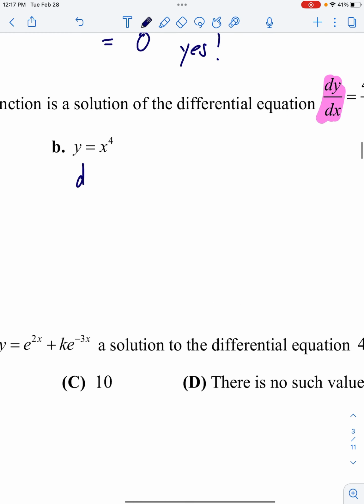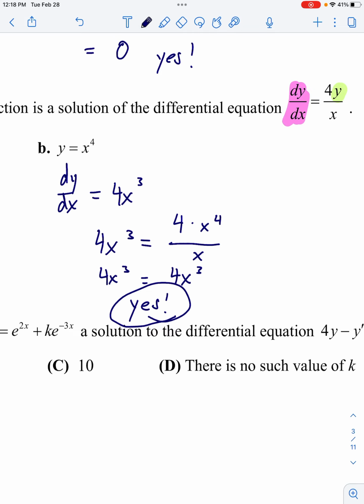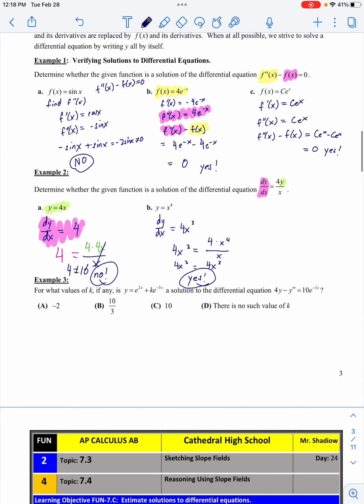Let's do B, okay? So dy dx, we've got to find that just by taking the derivative, okay? So we get 4x cubed, right? Plugging that in for dy dx equals 4 times. Let's plug in my y. My problem says that y equals x to the 4th, and we have our divide by x. That's going to be x to the 4th over x, which is just x cubed. This is true. This is always true. So yes, my function does solve the differential equation, okay?